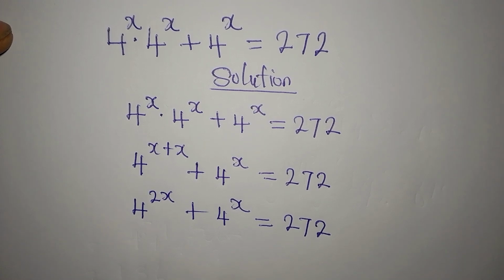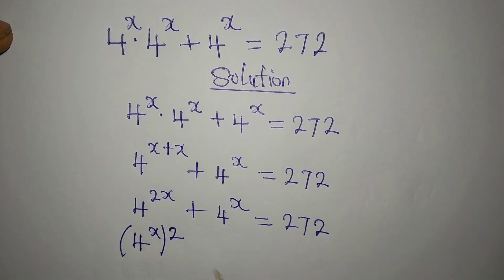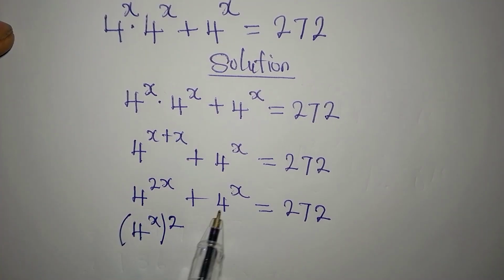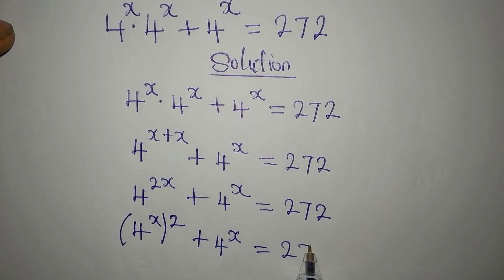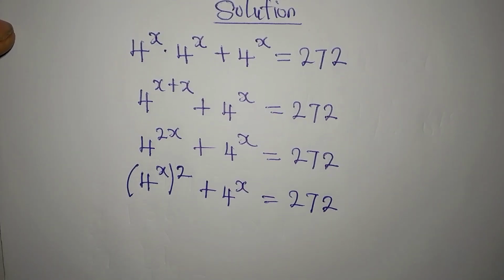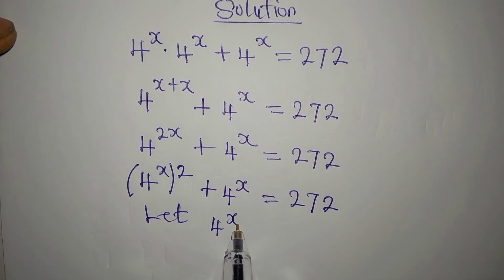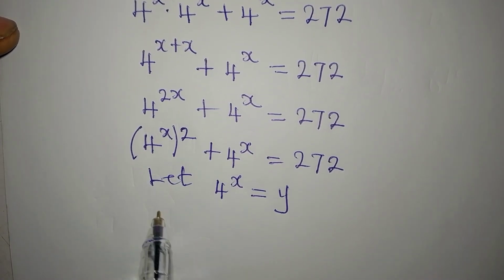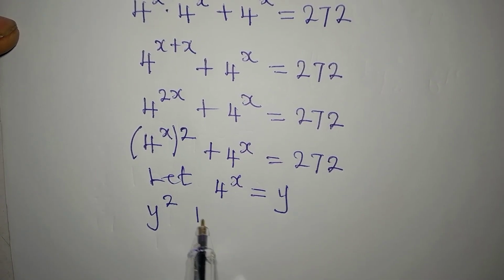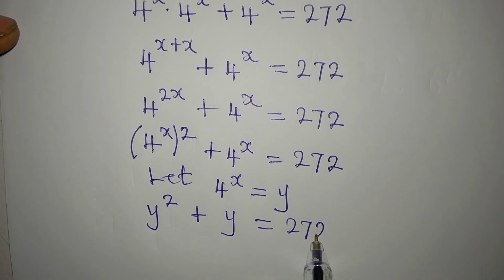Now how do we solve this? We're going to change the position of the power here to get 4 to the power of x. Then we take the 2 out so that we can have the same thing common, since we have 4 to the power of x over here. This is equal to 272. Then from here we can say let 4 to the power of x in this equation be equal to y, meaning that here we'll have y squared plus y, and that is equal to 272.